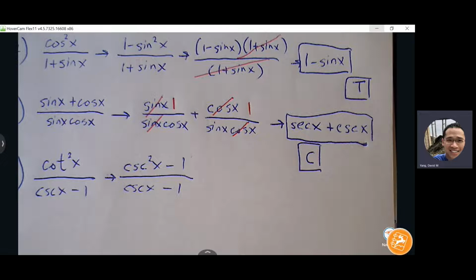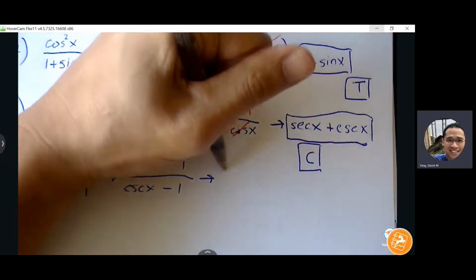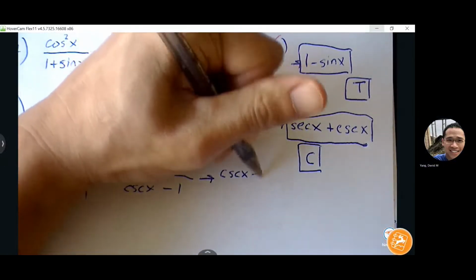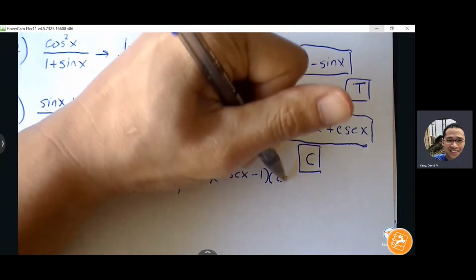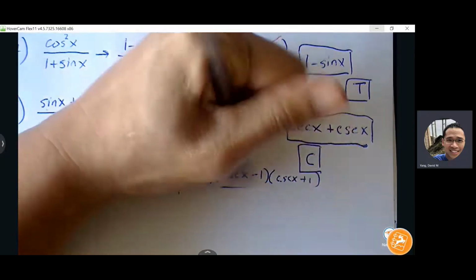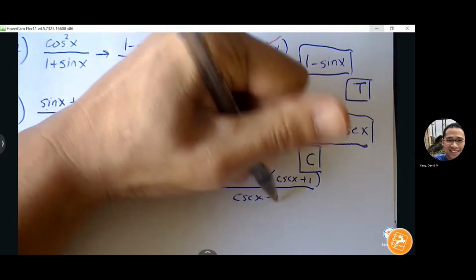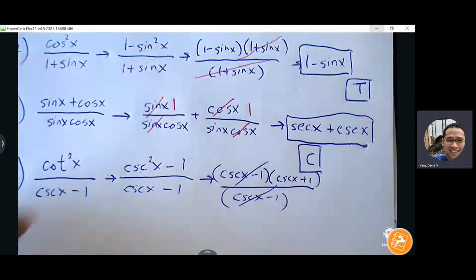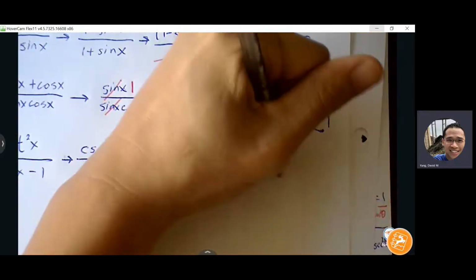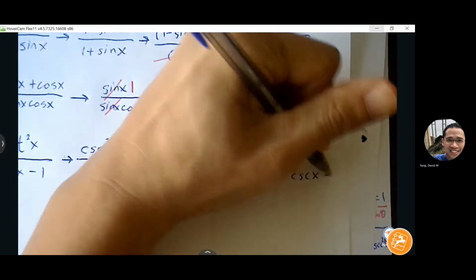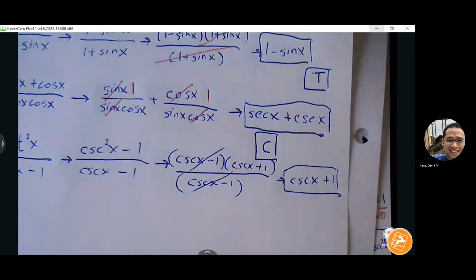Factor, right? Difference of squares. It factors out to be cosecant x minus 1 times cosecant x plus 1. Okay, matches up perfectly. Reduce. We do have a match.